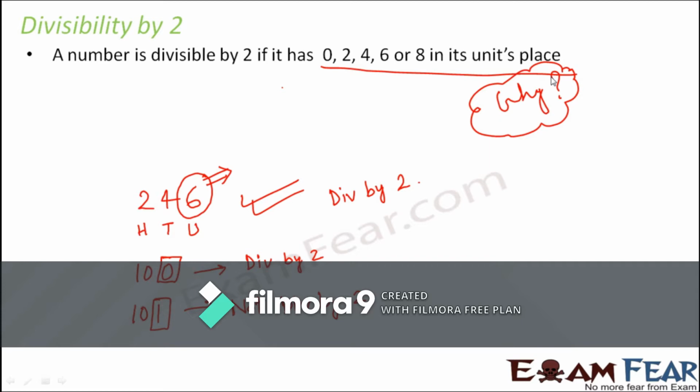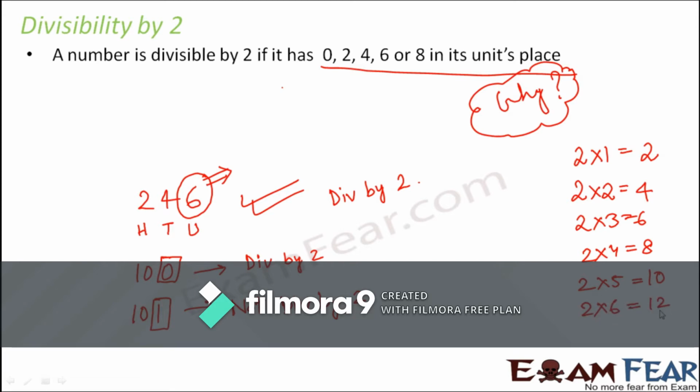How? Before that, let me ask you, if I ask you to write multiples of 2, will you be able to write? Yes, of course you'll be able to. 2 ones are 2, 2 twos are 4, 2 threes are 6, 2 fours are 8 and so on. So this is how we write the multiples of 2, right?